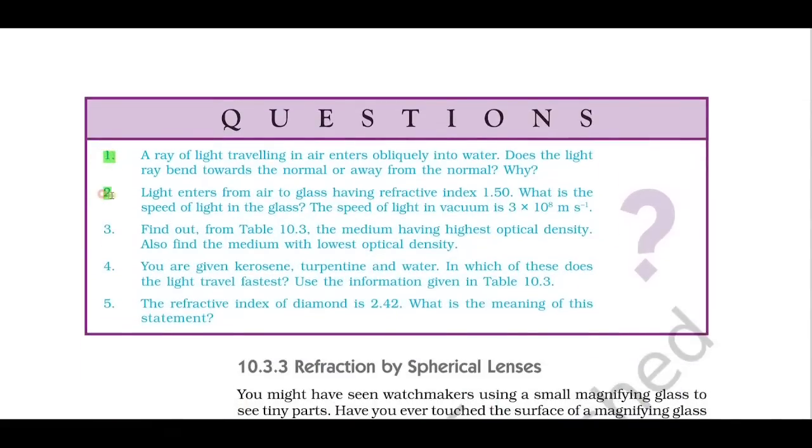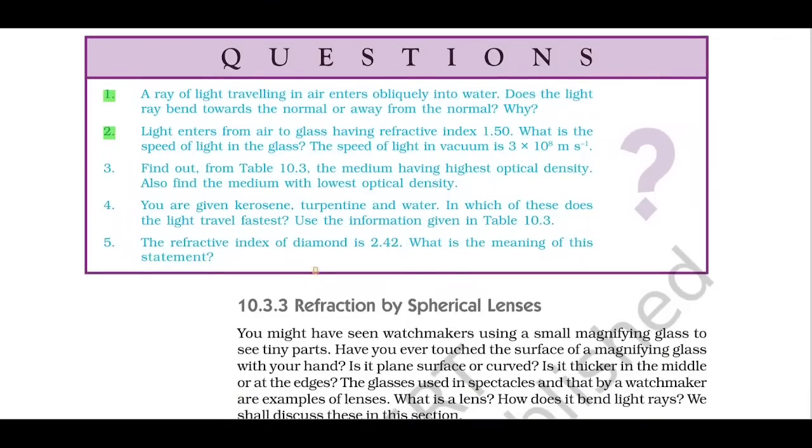So these questions you can try in the in-text questions. The refractive index of diamond is 2.42. What do you mean by this? This means the ratio of speed of light in vacuum to the speed of light in diamond is 2.42.